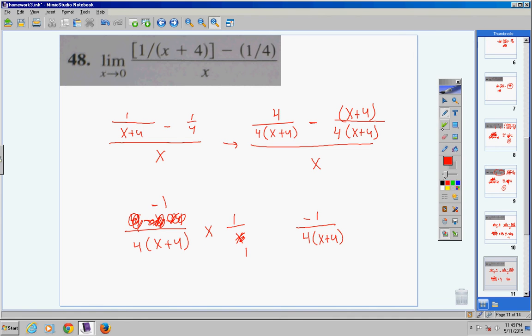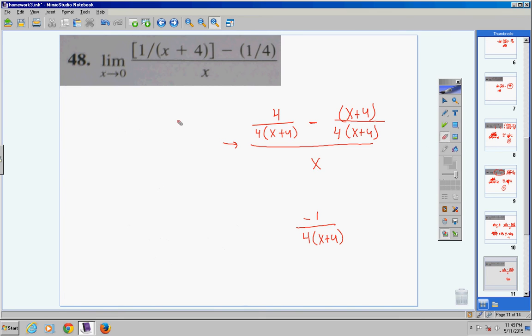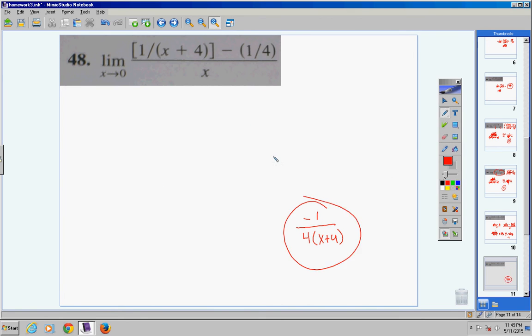Okay, now let's go ahead and find the limit. What we have now is this expression here replaces this expression here. So instead of finding the limit of this expression, we're going to find the limit of this expression here as x approaches 0. So where the x is, I'm going to put a 0. 0 plus 4 is 4. 4 times 4 is 16. So I have negative 1 over 16, or in other words, negative 1/16 for number 48.